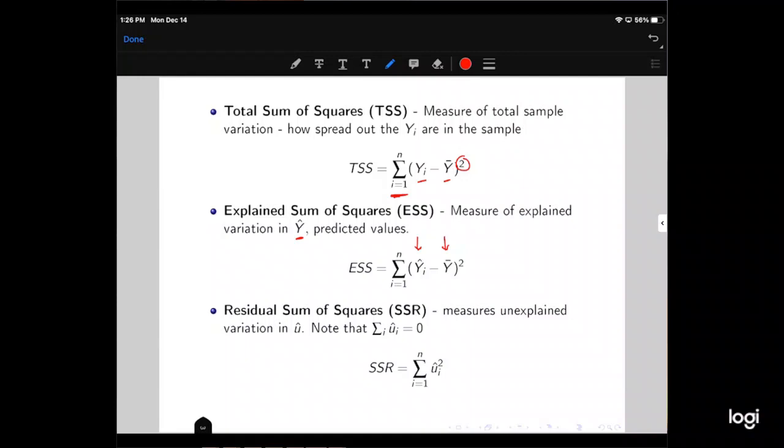And then the residual sum of squares, or the SSR, is a measure of unexplained variation, the ui hat. Note that the sum of the ui hats is equal to 0 by construction. That was assumption number 1 from the previous lecture. But here we're talking about the sum of the ui hats squared.